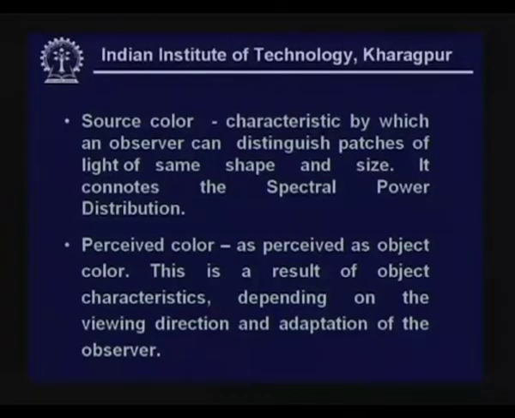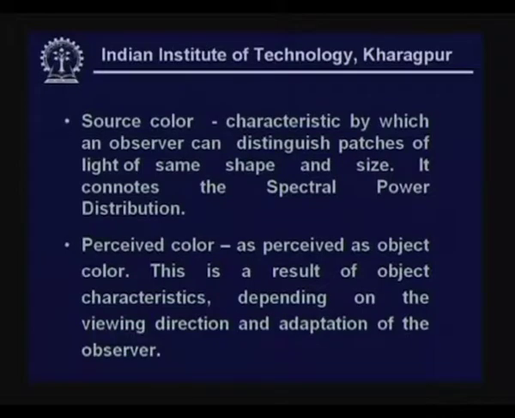So, we have source color predominantly characterized by the spectral power distribution, which essentially tells us how the light of the same shape and size is different from one to the other. In fact, based on the radiation distribution, we have associated certain colors to, say, sodium vapor discharge lamp and neon vapor lamp, whereas we associate a white light with the incandescent lamp.